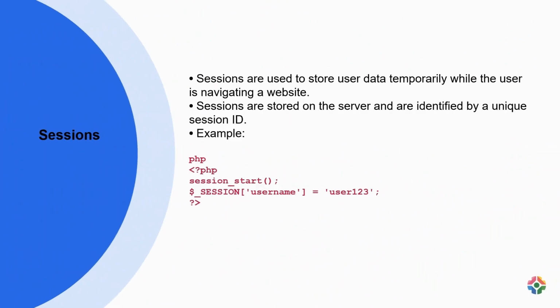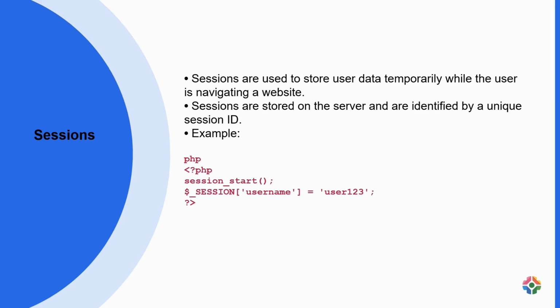Sessions in web development are utilized for temporarily storing user data while they navigate a website. These sessions are stored on the server and are distinguishable by a unique session ID. When a user logs into a website, their username could be stored in a session variable, like in the provided PHP example, where user123 is assigned to the username key in the $_SESSION array after initiating the session using session_start. This information remains accessible across different pages of the website during the user's session.